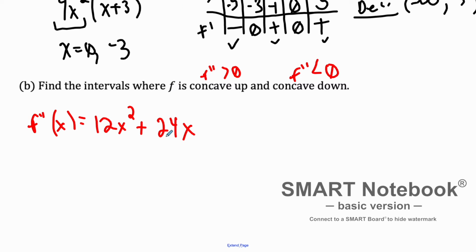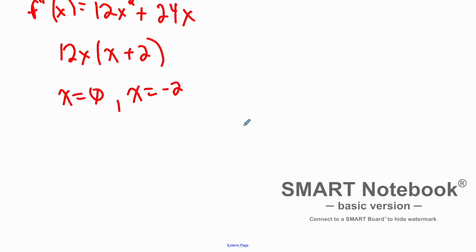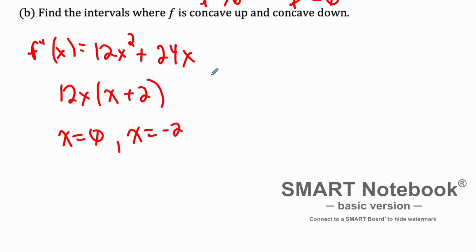Just like with increasing and decreasing, to find out where this is positive and negative, I first need to know where it is 0. So I'm going to factor again. In this case, I can take out a 12x, and I'm left with x plus 2. So this is 0 at 0 and -2. All right, so we're going to come to our table here, and I'm going to say x. And now I want to know the second derivative.